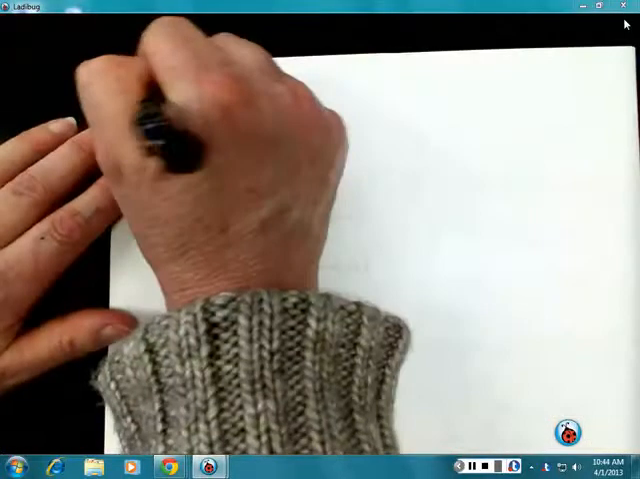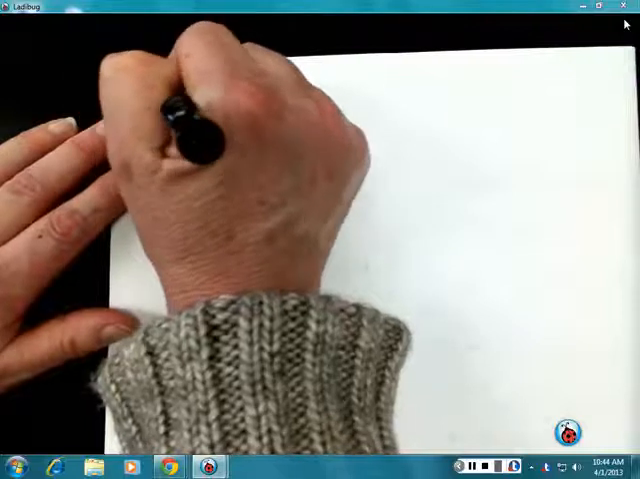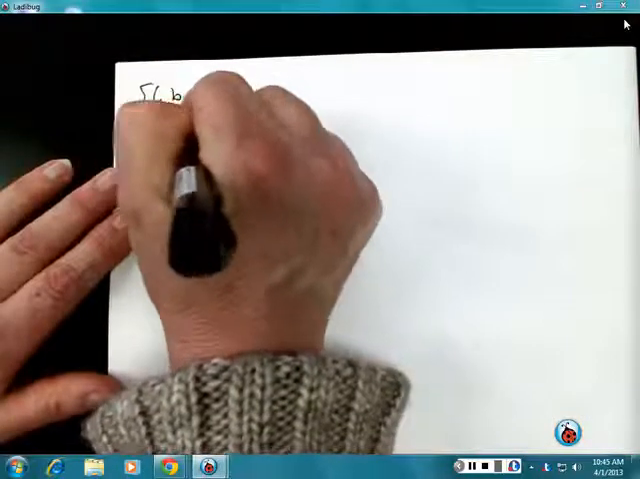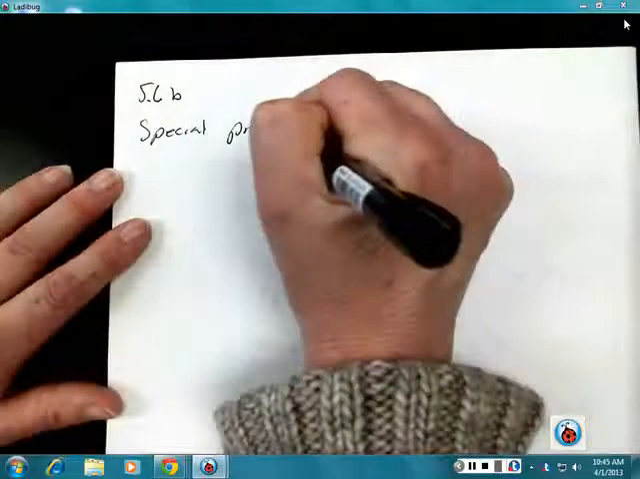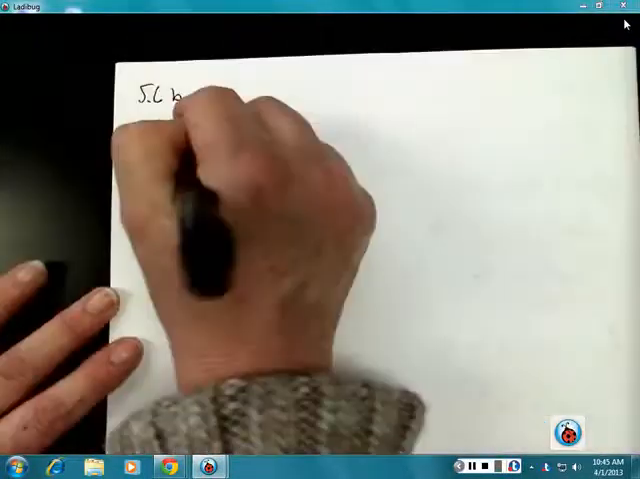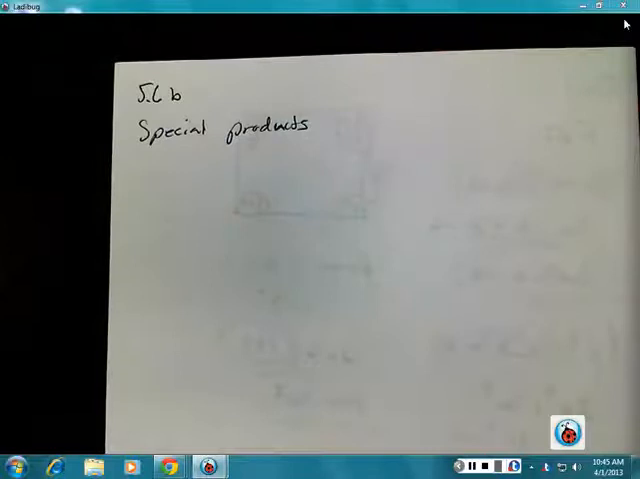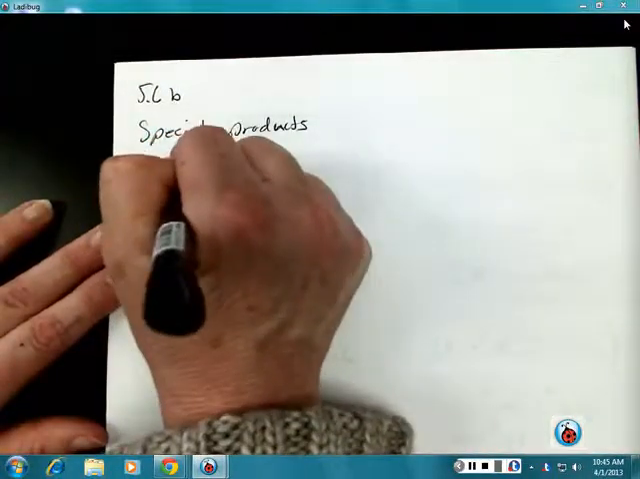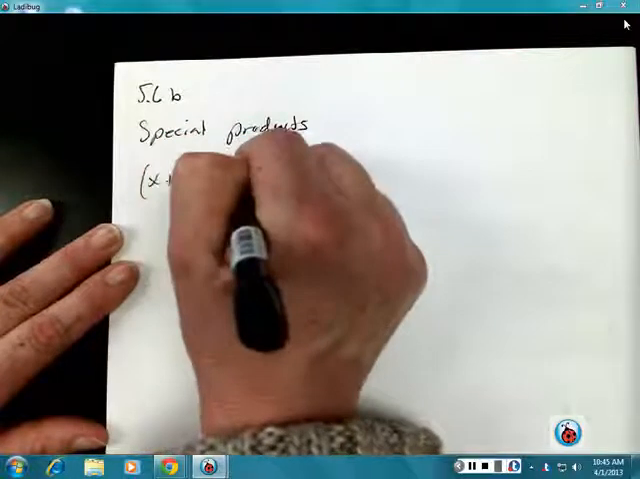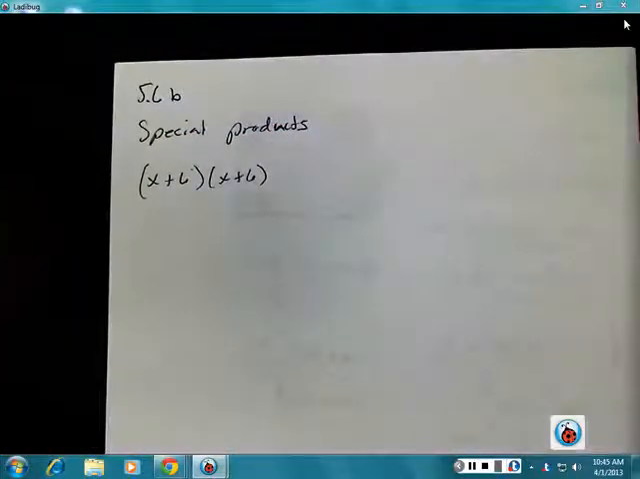5.6 B. B has special products. And what they mean by special products is we still have these binomial things, but we might have a binomial that looks like x plus 6 times x plus 6. Now, you may not notice and say it looks any different than anything we've been doing, but it is different. What do you notice about it?